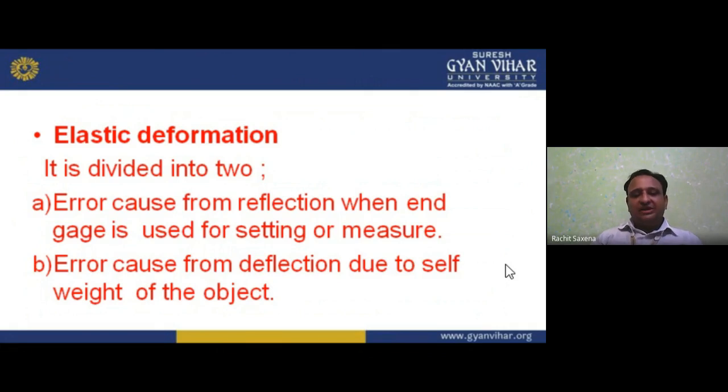Errors caused from reflection when an AND gauge is used for setting or measuring. We can use it for the setting or measuring purpose.